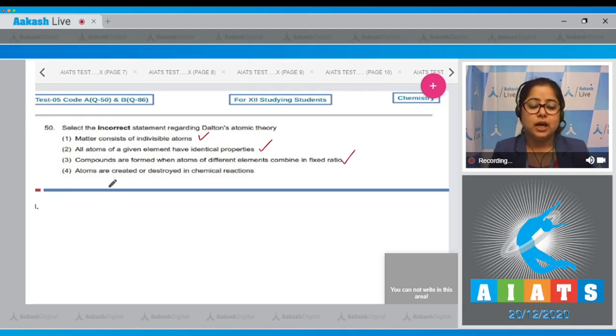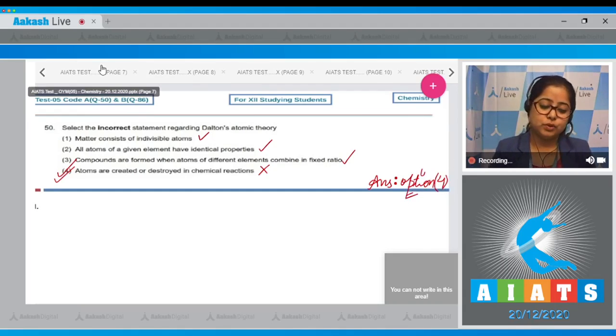Moving to last, atoms are created or destroyed in a chemical reaction. Students, it is very clear that this is an incorrect statement as we all know that atoms are conserved in a chemical reaction. So, the correct answer for this question is option number 4. Here I'm writing answer is option number 4. Moving to next question, students.